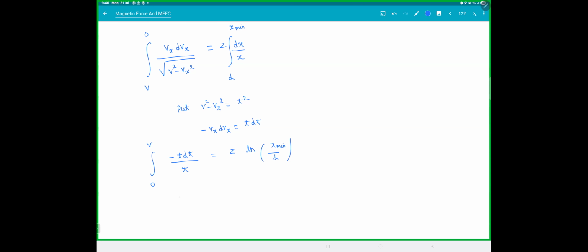This will become x minimum is equal to e power minus v by z into d. That's your answer. Z ka value, you can substitute that. What is Z? Q mu naught I by 2 pi m. It's an exponential decreasing function. The faster, as you get closer and closer, it will take a turn.